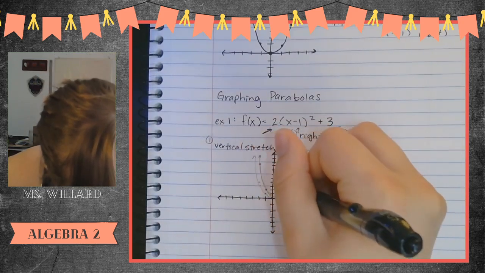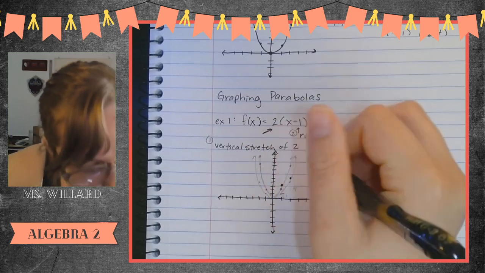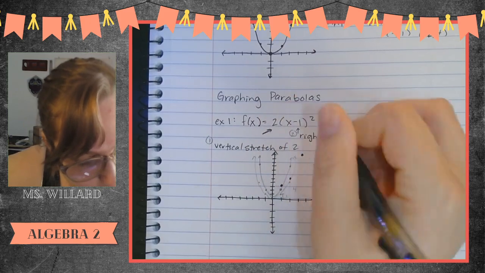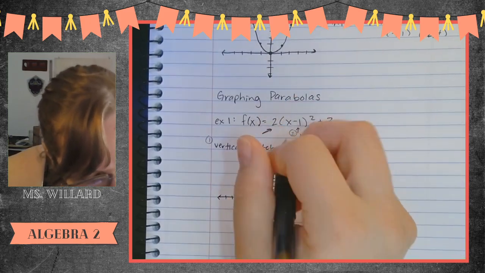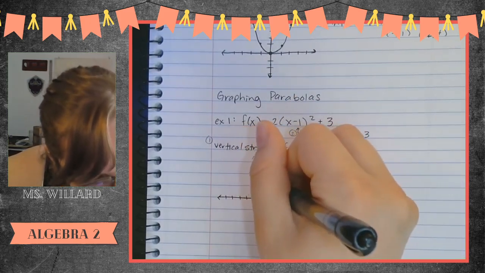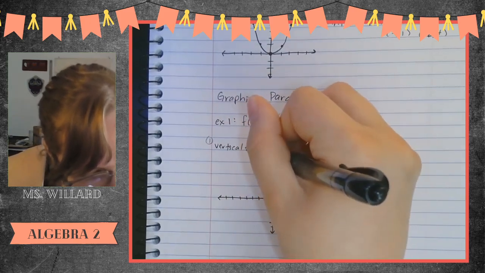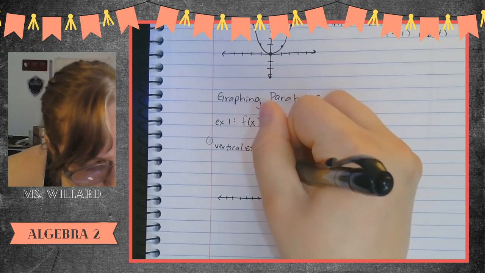This one, right 1, up 3. This one, right 1, up 3. And then this one, right 1, up 3. And this one, right 1, up 3. And then I just connect my dots.